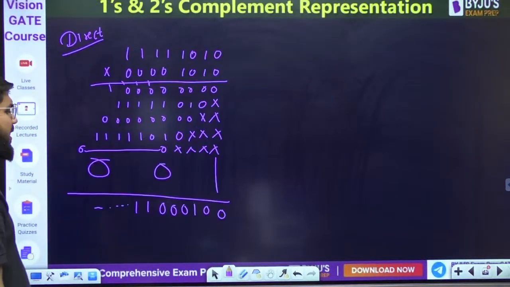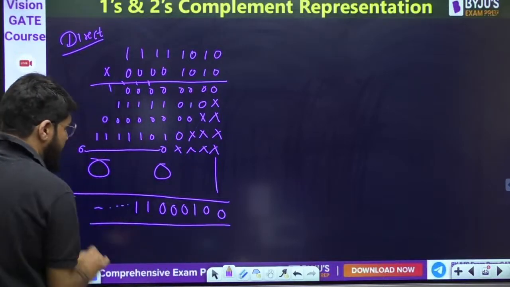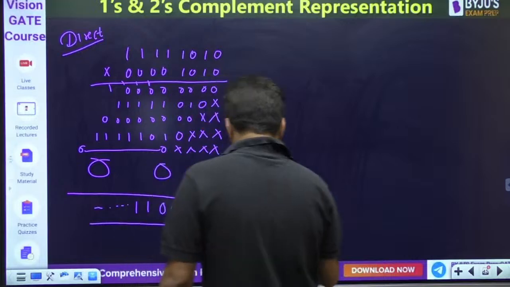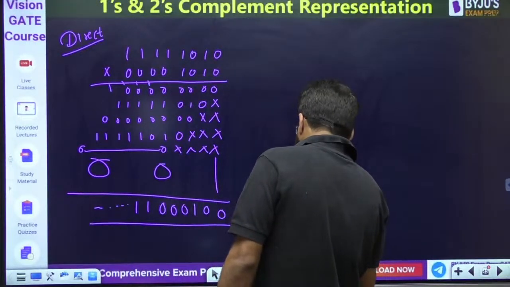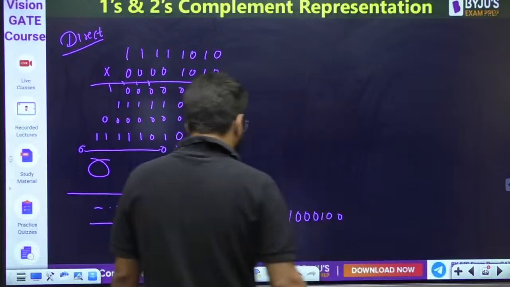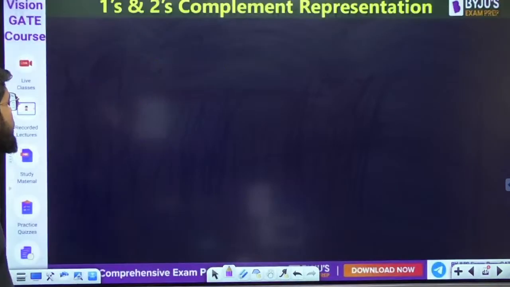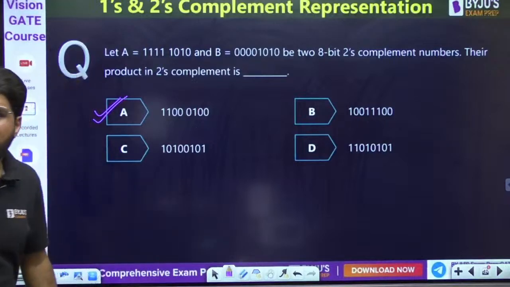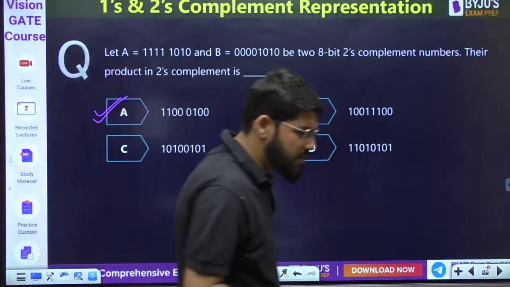My answer will also be in 8 bit. So in the 8-bit format, it will be 11000110. The answer is A then. Clear everybody? That is the direct way of doing it. You know how to multiply numbers.